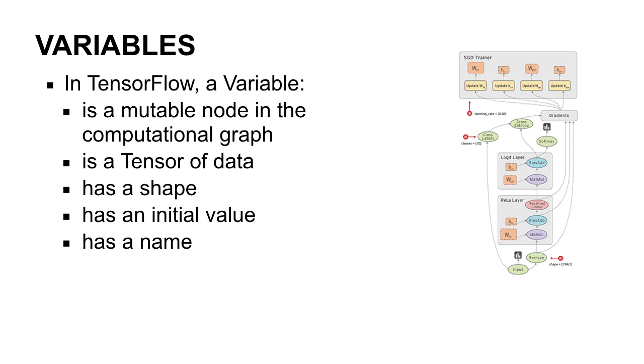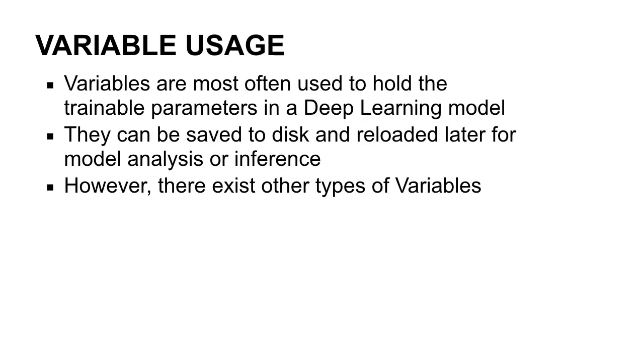And we can see here in this section of the graph how each variable is being updated at every training step. In TensorFlow, variables are often used for holding trainable parameters in the deep learning model. These can be saved to disk and reloaded later for either further training or for inference, for example, during prediction.